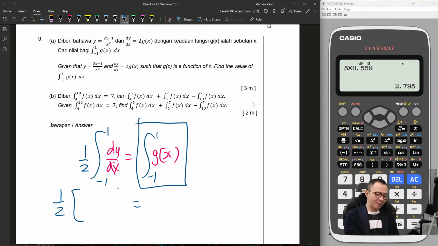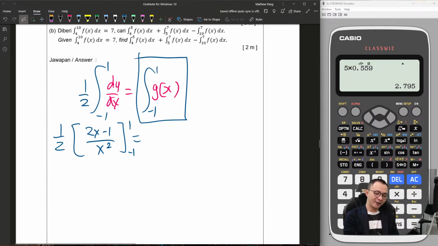Integrate dy/dx, I'm getting y, right? y is literally this equation, 2x minus 1 over x squared. So I pretend I already integrated. Okay, so just solve this one. If I substitute the 1 into the equation, 2 minus 1 is 1, 1/1 is basically 1. Minus, I substitute the -1 into here, which is -3.